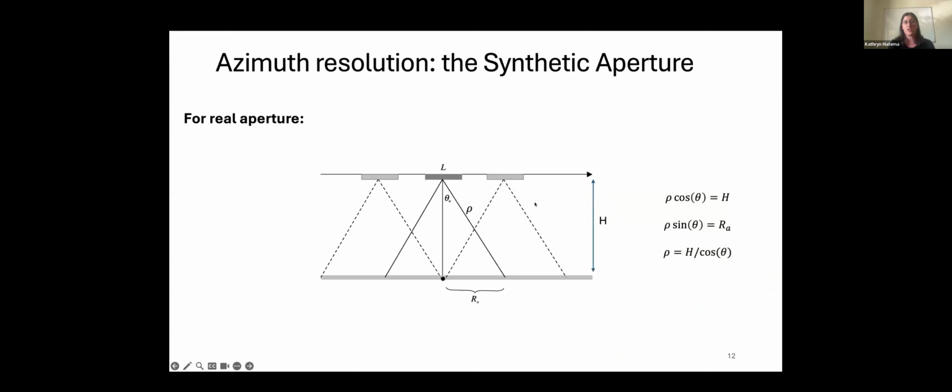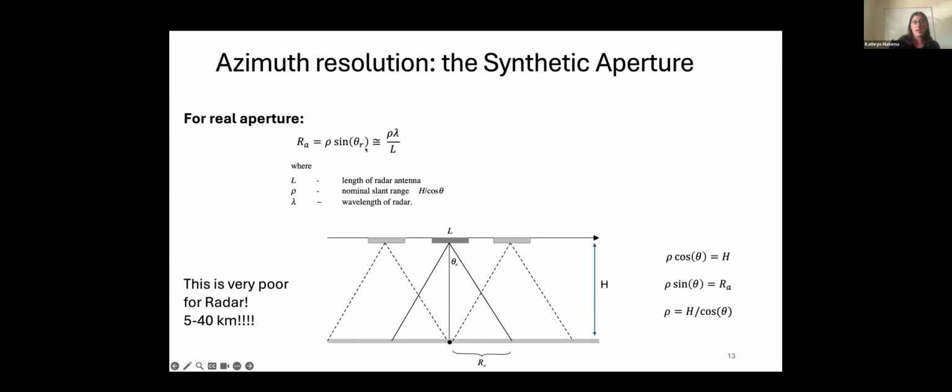So let's look at the math just a little bit. What happens if instead of L as our antenna length, we could illuminate the ground with the entirety of the space across the sky that the pixel, our target, is being illuminated? So as we talked about with a real aperture, RA, the size of the real aperture is given by the height times lambda over L. And as I said, this is tens of kilometers for radar and very, very poor.